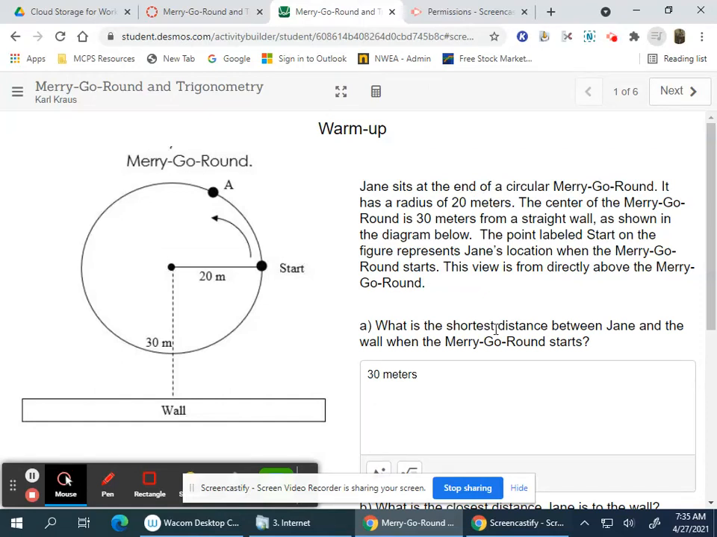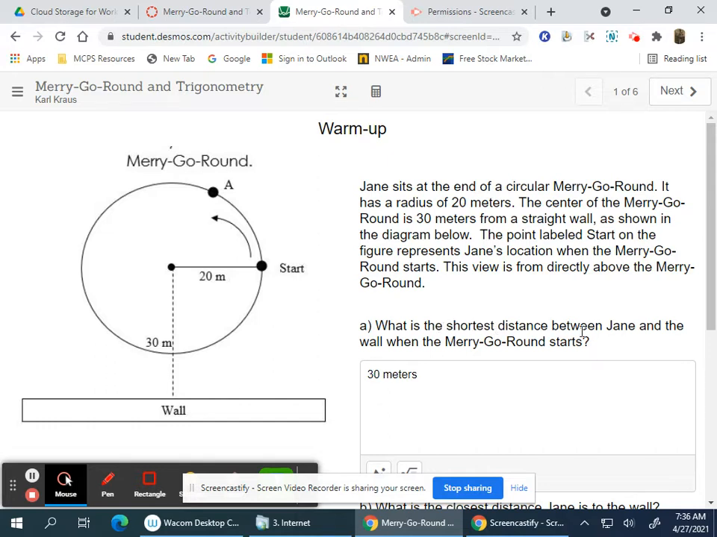This is a video of the merry-go-round in trigonometry. So Jane sits at the end of a circular merry-go-round. It has a radius of 20 meters. The center of the merry-go-round is 30 meters from a straight wall shown in the diagram below. The point labeled start on the figure represents Jane's location when the merry-go-round starts. This view is from directly above the merry-go-round.